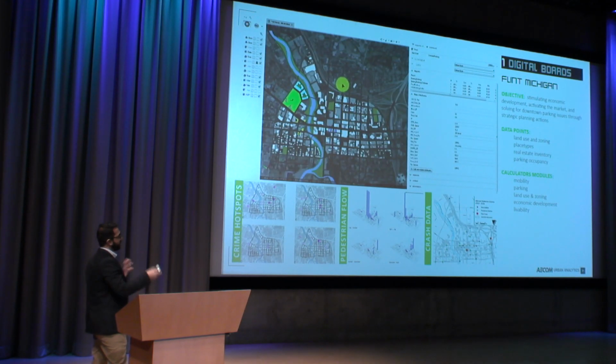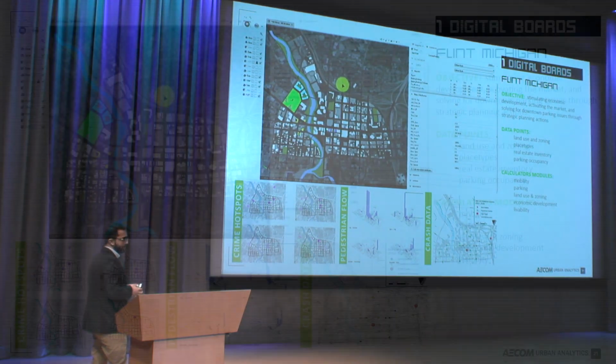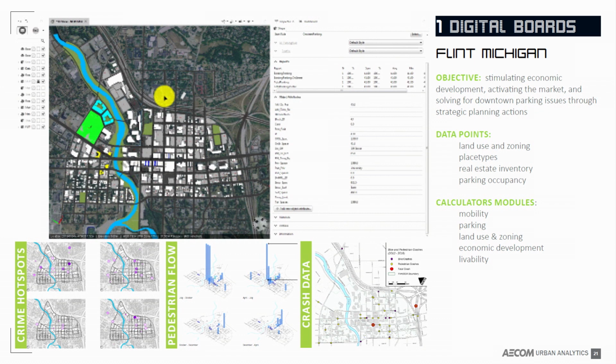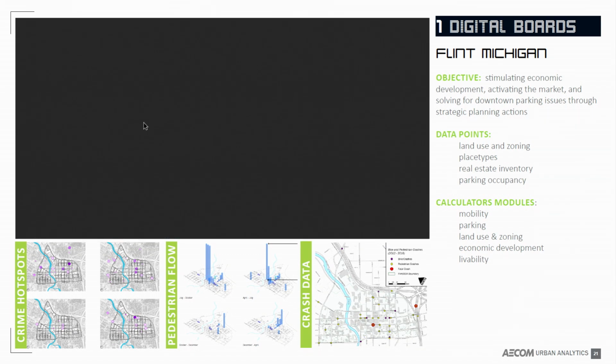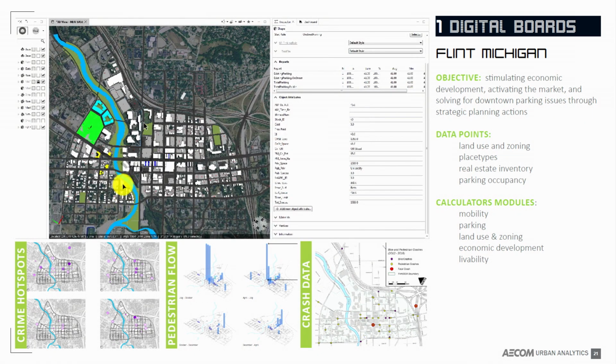And this is an example, again, of Flint, Michigan, what you saw earlier. And I'm going to play a little video, and I'm going to talk through it. But the idea here was that we were trying to stimulate economic development and activate the market. And how can we use digital game boards to do that? Have these data models attached to 3D shapefile and object data. Hopefully it works, and it does.